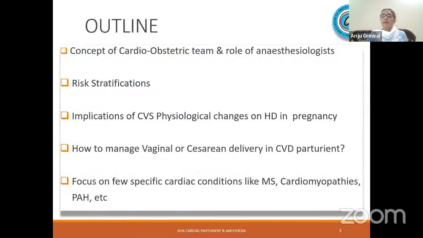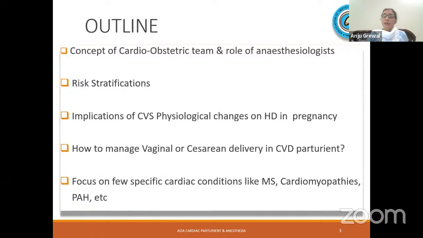So in the next, I'll try to be as brief as possible. And if you find that I'm going a little overboard, please feel free to stop me and we can have more discussion. In the talk, I'd like to look at the concept of a cardio-obstetric team and the role of the anesthesiologist in this heart team. What are the various risk stratifications available, on which we can predict whether the patient has the possibility of a major adverse cardiac event happening.